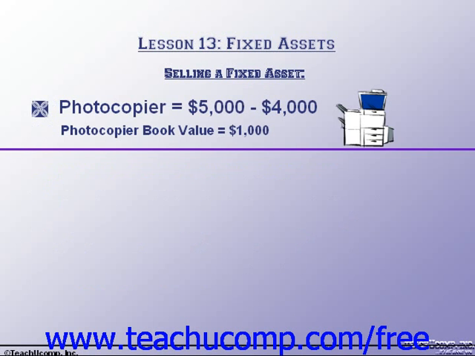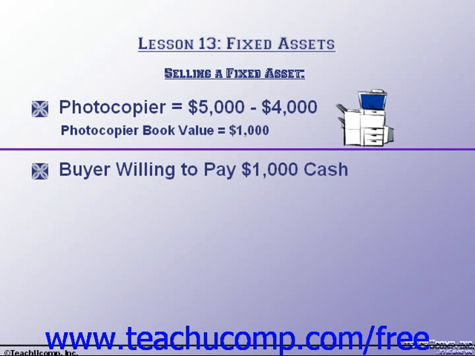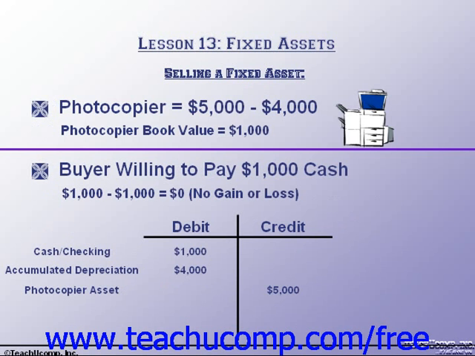For the first example, assume that you have a buyer who is willing to pay you $1,000 for the photocopier. When you subtract this amount from the book value, you will have no gain or loss on the sale of the asset. When making the journal entry, you will debit your cash or checking account for the $1,000 received from the buyer. You will then debit the accumulated depreciation account used for the fixed asset by $4,000. This will effectively remove the asset's accumulated depreciation. That gives you a total of $5,000 in debits recorded in the journal entry. You then only have to credit the photocopier fixed asset account for $5,000, which will cancel the original cost of the fixed asset.